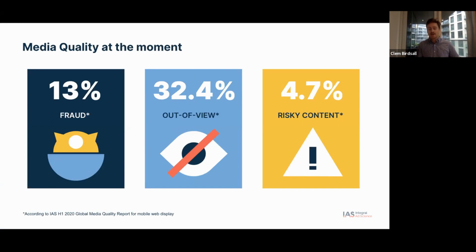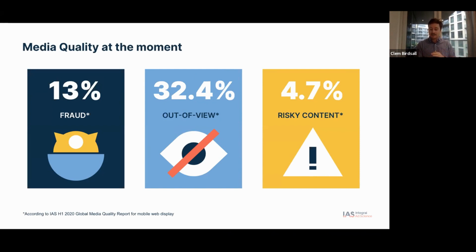So what is media quality at the moment? At IAS, we define it into three separate pillars. The first pillar is invalid traffic and fraud. The second is viewability and out of view ads, and the third is brand safety and suitability.